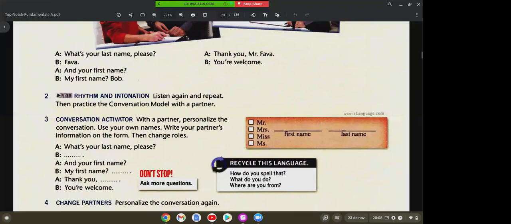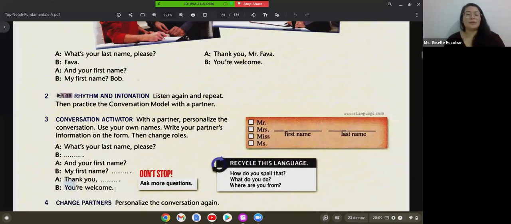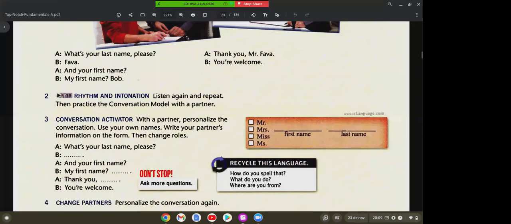What's your last name, please? Melara. And your first name? My first name is Sarah. Thank you, Miss Melara. You're welcome. Okay, perfect. You're welcome. Let's see now, Cristobal and Erika. Cristobal, you can start. What's your last name, please?